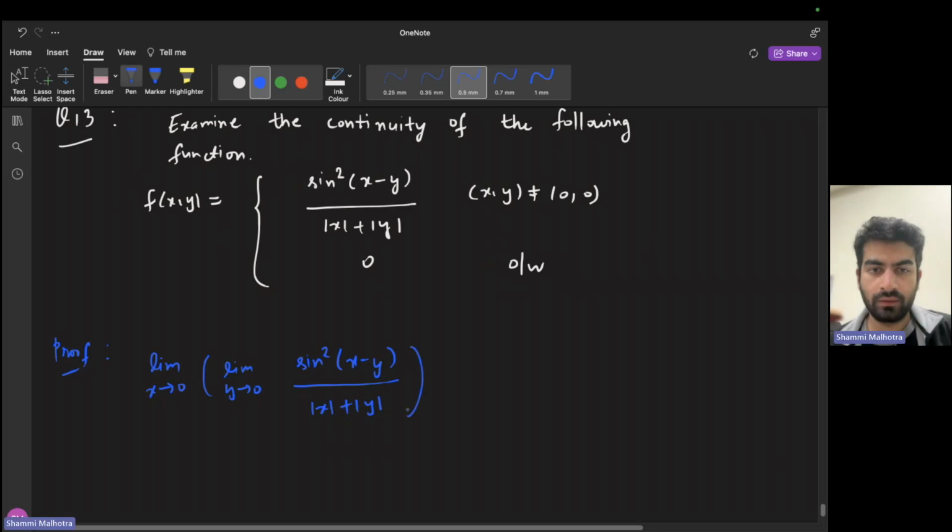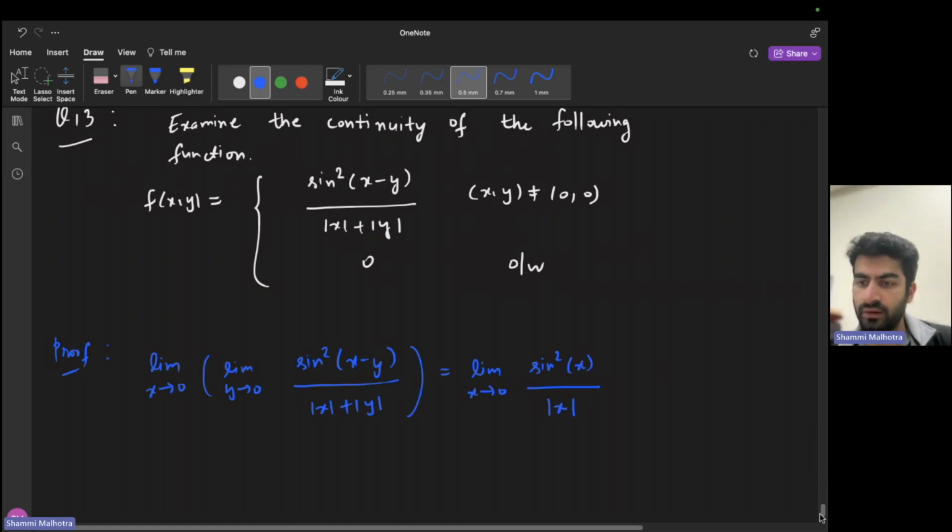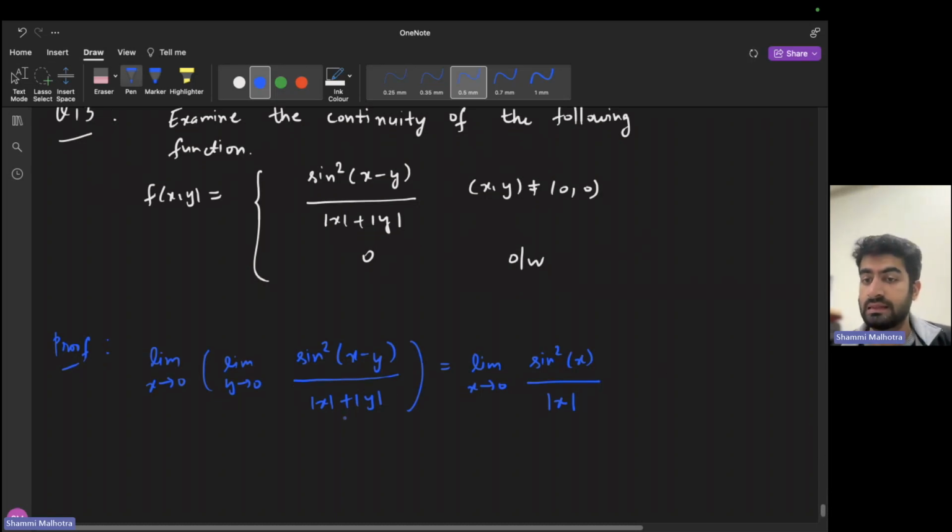Okay, and so when I take y tending towards 0, this will be the limit as x tends towards 0 of sine square x whole divided by mod x. So this is non-zero, so I can evaluate the limit in this fashion. And as x tends towards 0, again I use the result that this can be written as limit x tending towards 0 of sine square x by x square times x.